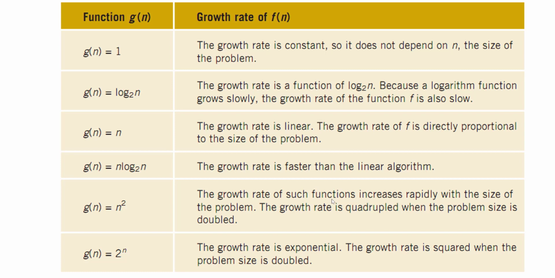We have n log₂ of n, where the growth rate is faster than the linear algorithm. We have n squared, where the growth rate of this type of function increases rapidly with the size of the problem. And then we have the exponential one, which is 2 to the n, where the growth rate is squared when the problem size is doubled. This is the fastest growth rate of the problem size amongst all the algorithms.